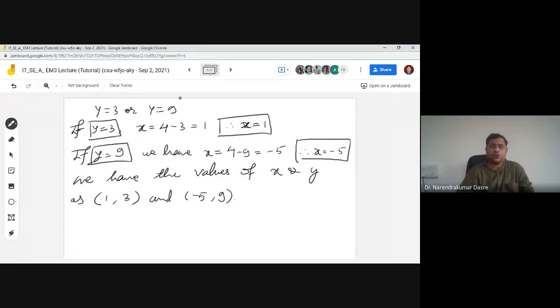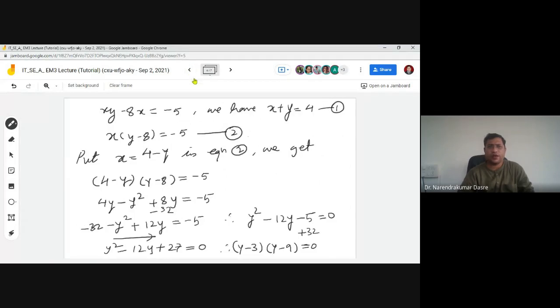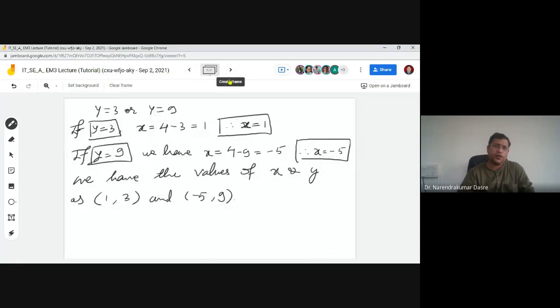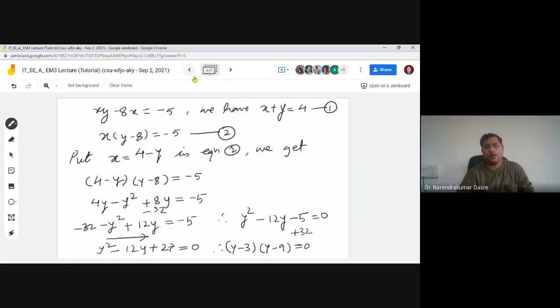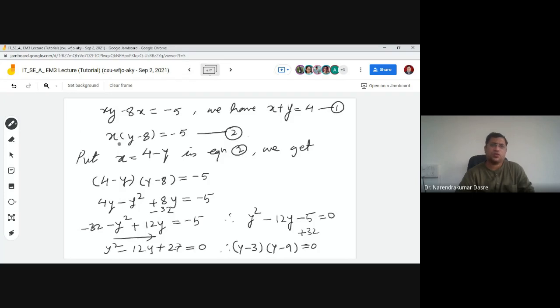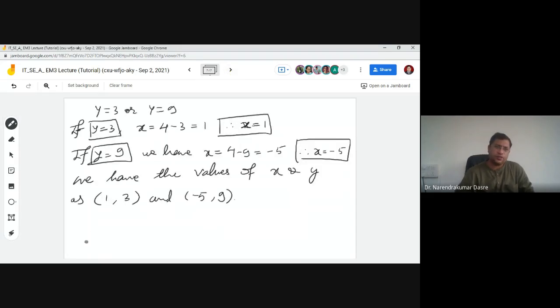Okay. So what is the first equation we have? x plus y is equal to 4. And you can see both of these satisfy x plus y is equal to 4. Now check for the second equation. x into (y minus 8) is going to be minus 5. So this we are verifying now. This is the second equation.